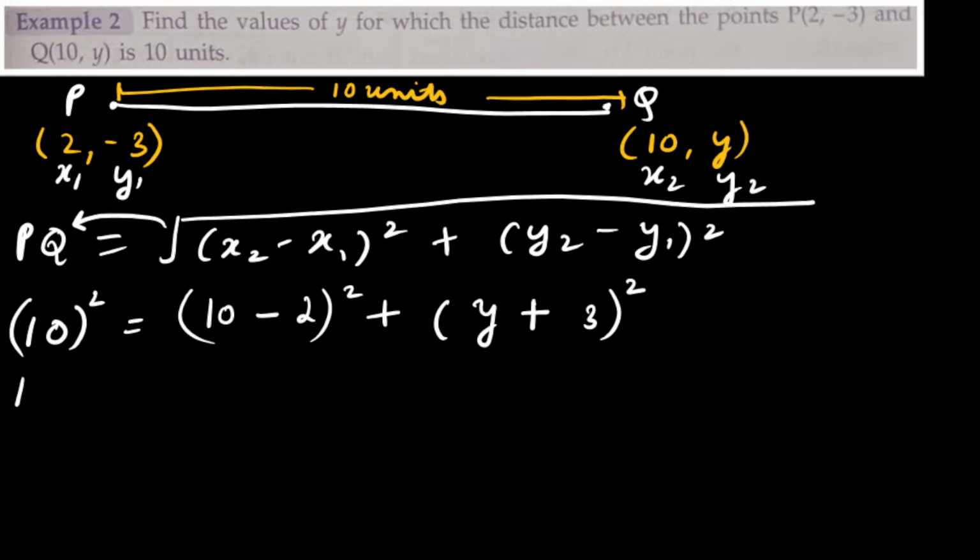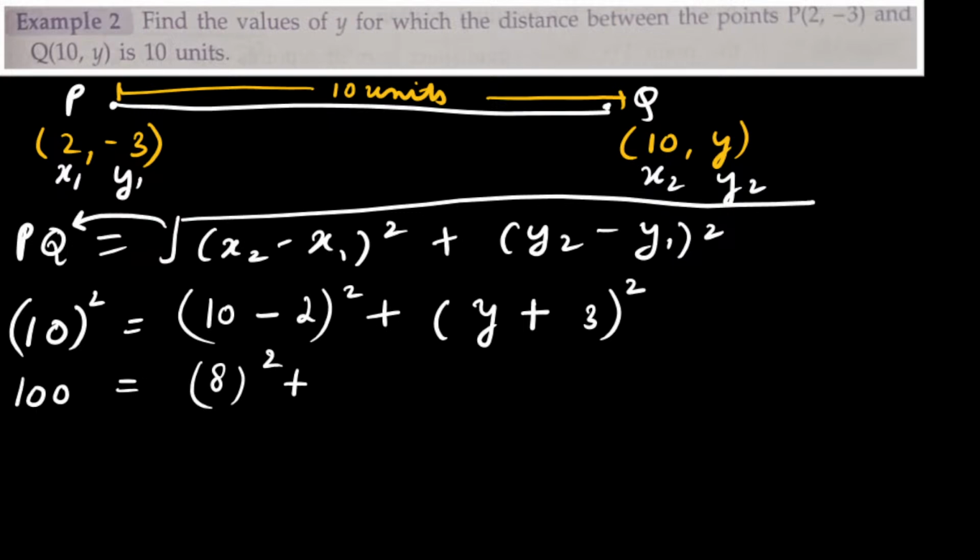Now 10's square is 100. 10 into 10 is 100. Don't write it as 20. Some of the students multiply 10 with 2, so you have to avoid this mistake. 10 minus 2 is 8, so 8 square. And here we have to make use of the identity for y plus 3 whole square, because y is a variable here.